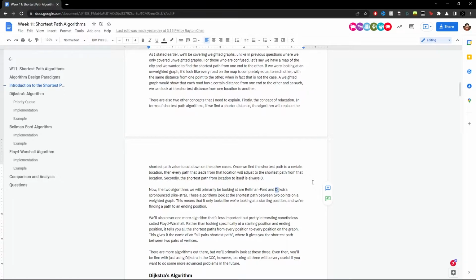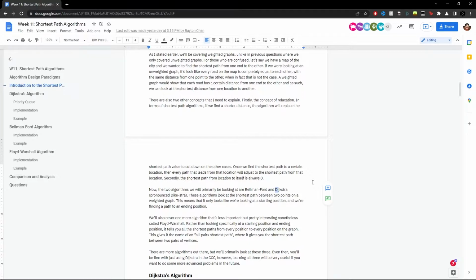Rather than looking at a specific starting location and a specific ending position, it tells you all the shortest paths from every position to every other position on the graph. This gives it the name of an all pairs shortest path, where it gives you the shortest path between every pair of vertices on a graph. And there are more algorithms out there, but we'll primarily look at these 3.